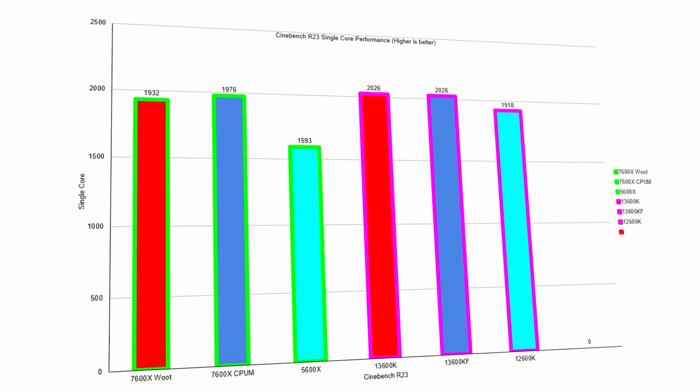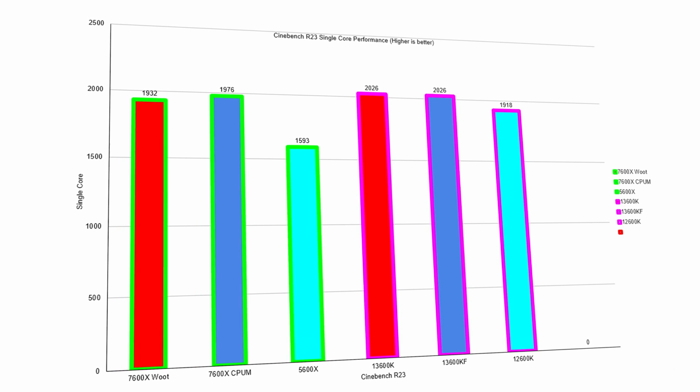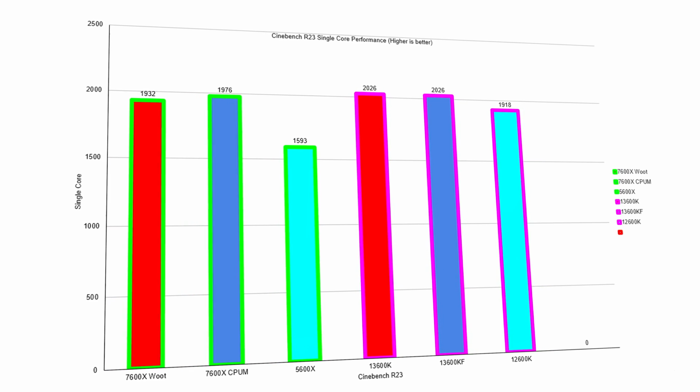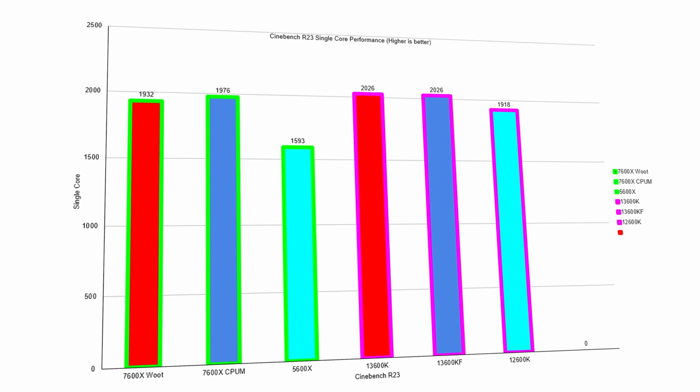Single core performance, again, starting far left, we got a 1932. On CPUMonkey, they got a 1976.